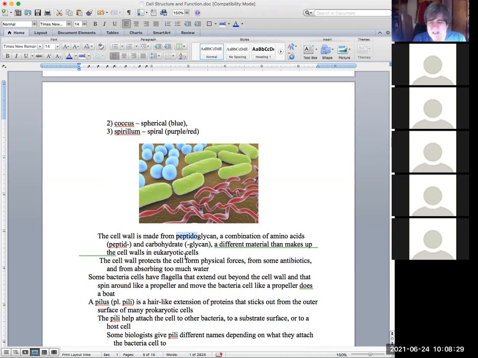Keep in mind what I said, it's very thick, it's very stiff. So the cell wall has a protective function. What does it protect the cell from? Physical forces. A lot of bacteria can move. Well, anytime you move, there is friction.